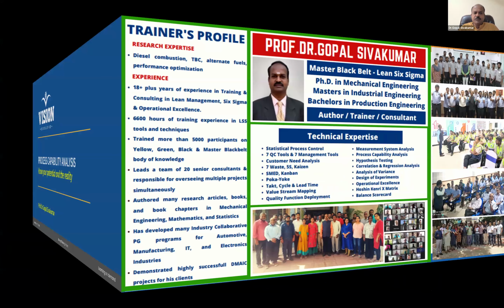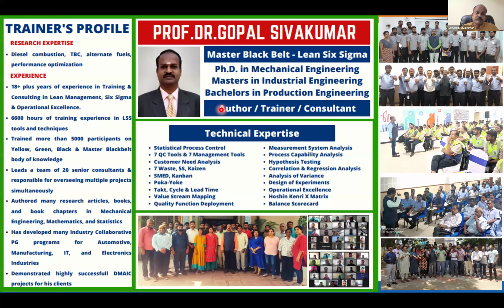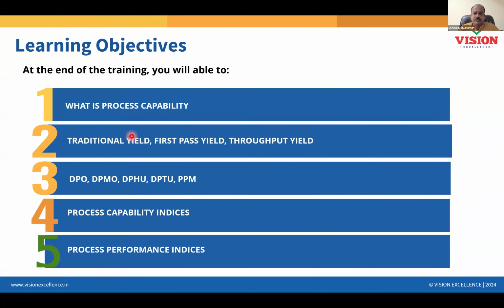So what is process capability? But certain slides I will skip because I don't want to touch areas like yield, since you already know it and there is nothing more than that. Output by input, first pass yield, throughput yield, defects per opportunity, defects per million opportunities, defects per 100 units, defects per 1,000 units, defects per 10,000 units, parts per million. These are all quite easy metrics which can be easily understood and calculated. But I'm going to spend considerable time on process capability indices and the process performance indices.